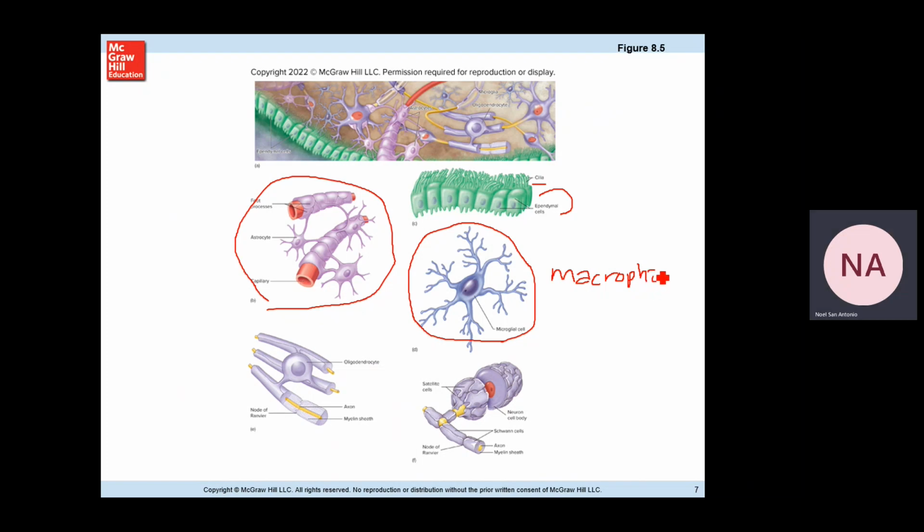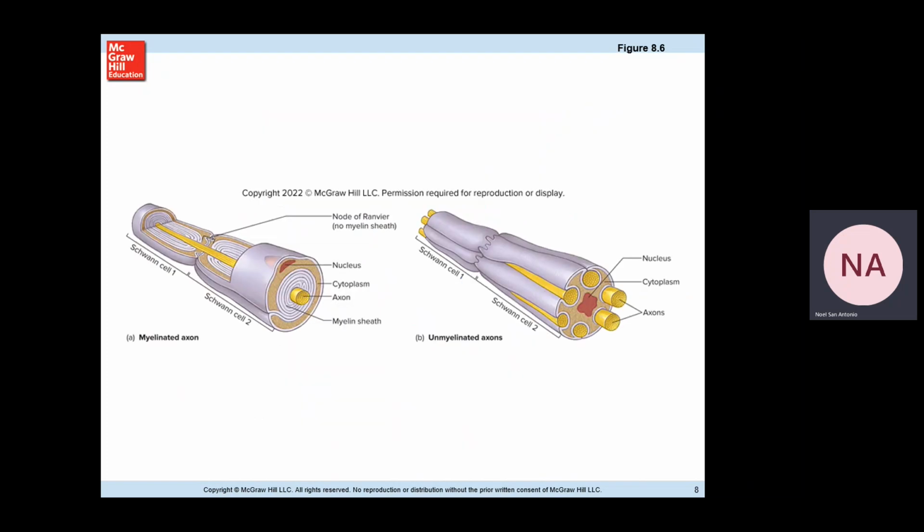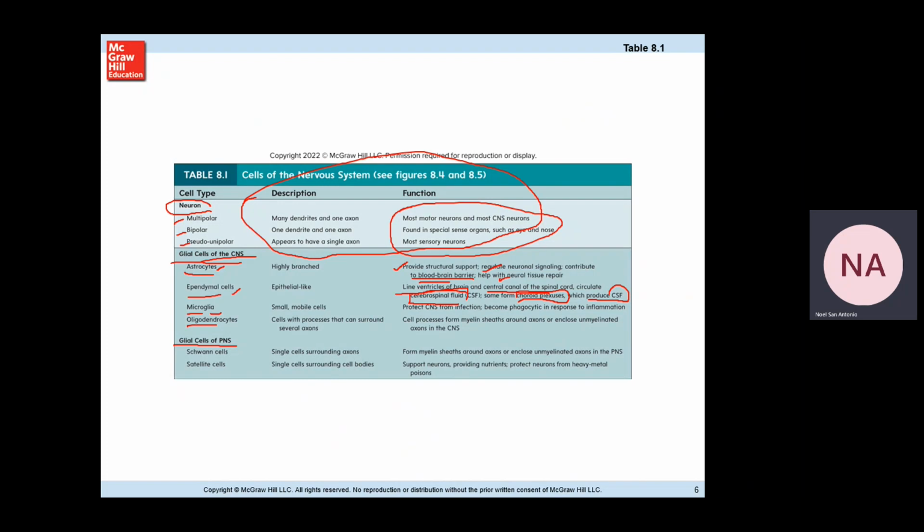And macrophages are the ones that perform phagocytosis. And since the microglia are derived from the macrophages, therefore, the microglia can also perform phagocytosis. Only, exclusively in the central nervous system. So therefore, since they are derived from the white blood cells, they can protect the central nervous system from infection. In cases of infections, they become phagocytic. As I said earlier, they perform phagocytosis.